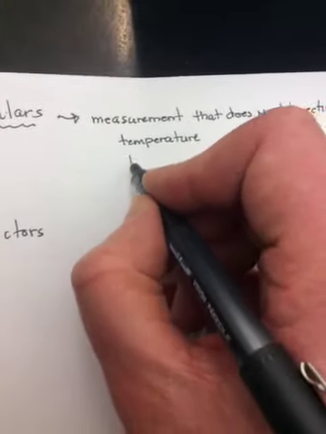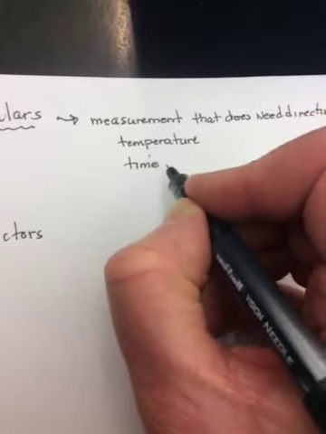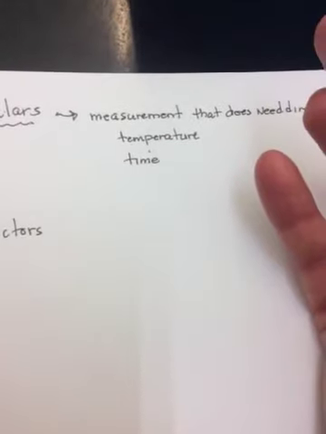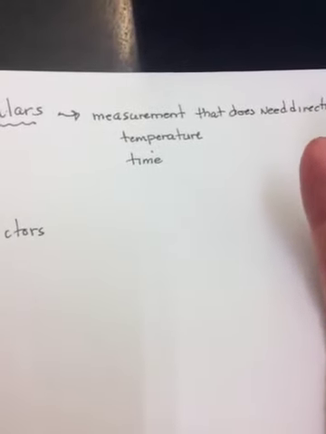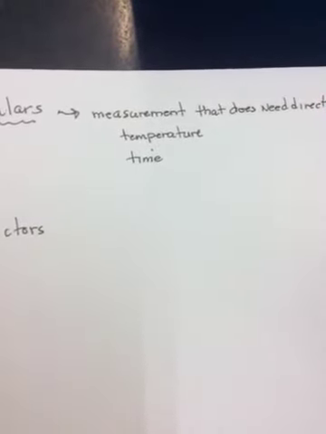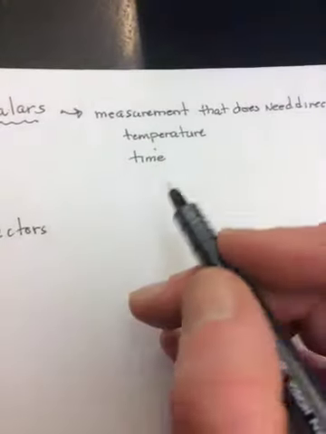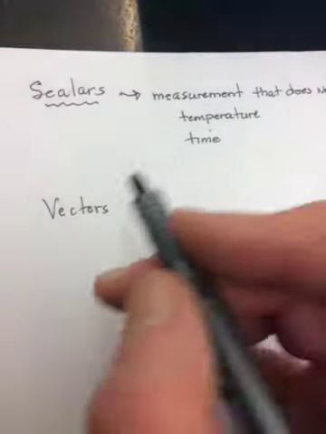Maybe time. Not maybe, time. Time is a scalar. It doesn't need a direction. How long did it take you to get to school today because the roads were so bad? 1 hour. You're not going to say 1 hour east or 1 hour up, right? It's just completely described by its size and its unit.